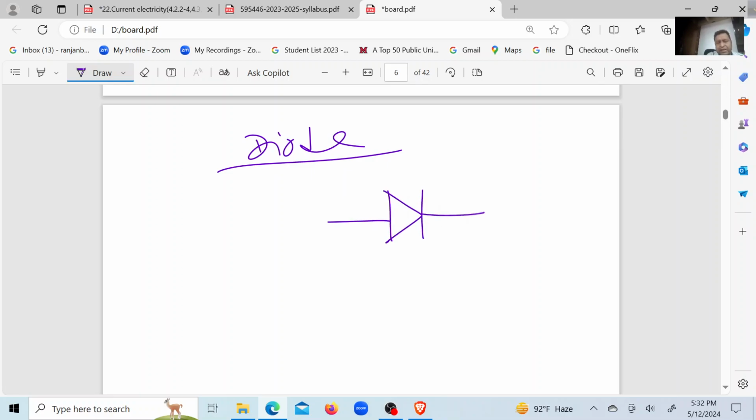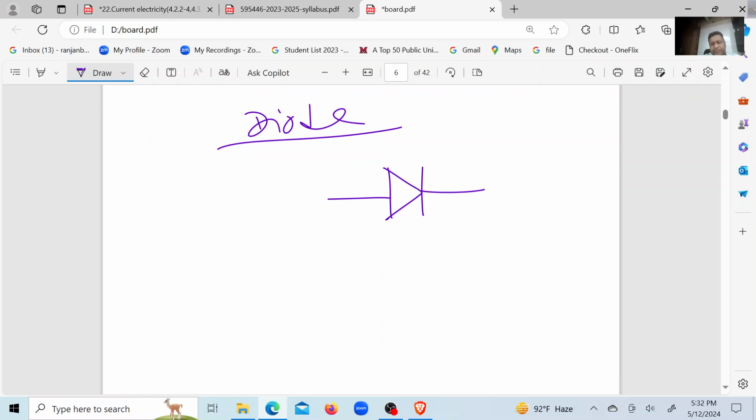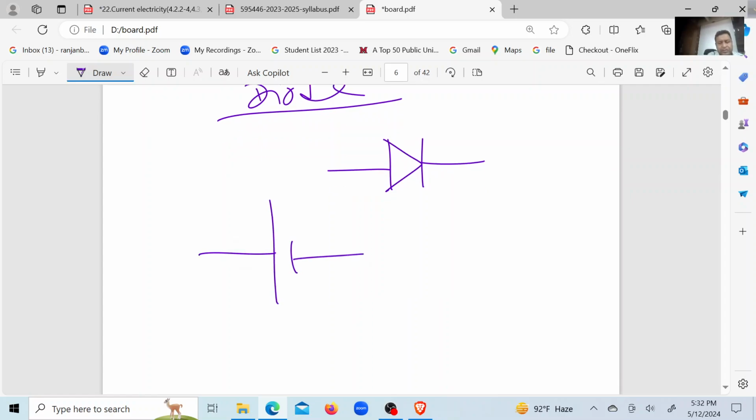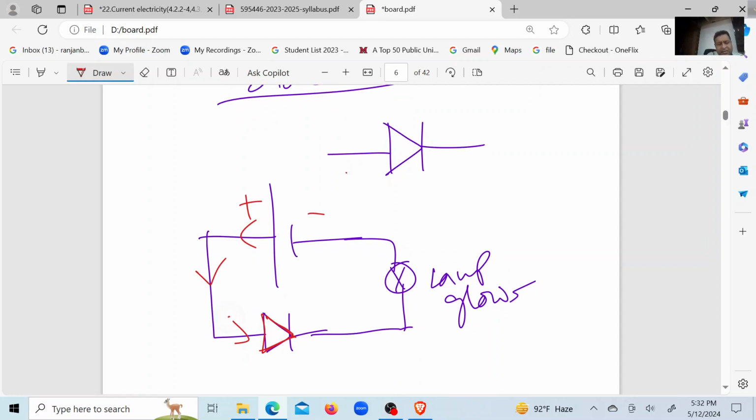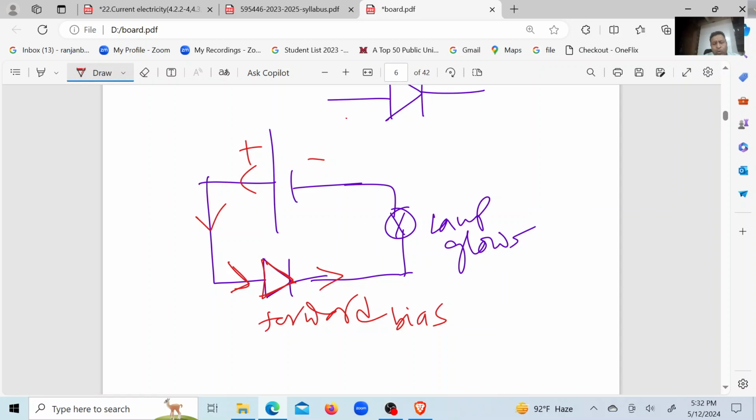Another device is the diode. A diode allows electric current in one direction only. As for example, look, this diode will conduct electric current and this lamp will glow because this is called forward bias. Look, the current direction and the direction this diode is pointing are in the same direction. This is called forward bias. The lamp will glow.